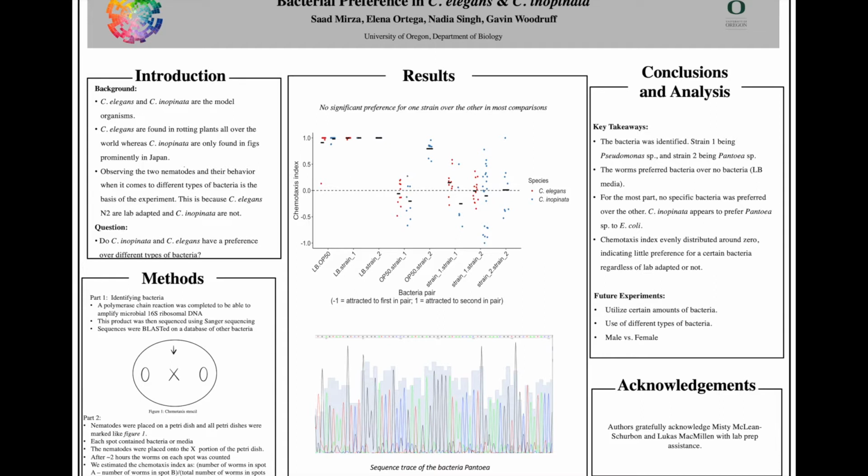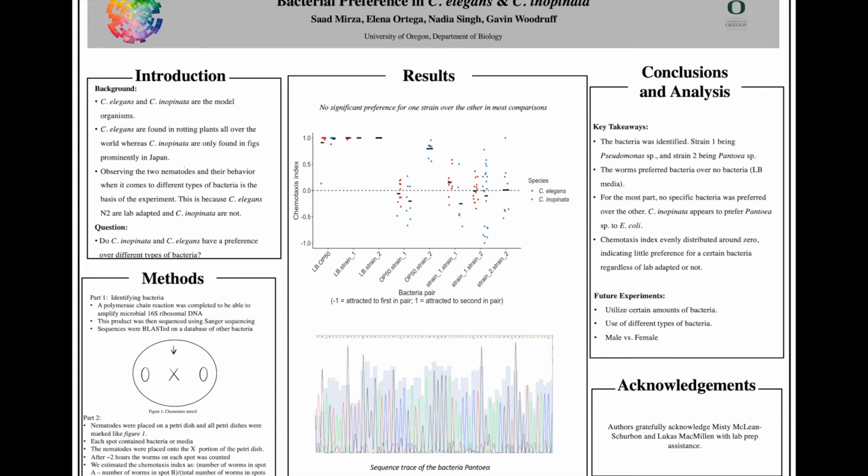C. elegans are found in rotting plants all over the world, whereas C. inopinata are only found in figs, prominently in Japan. So we're basically going to be observing the two nematodes and their behavior when it comes to two different types of bacteria, and that's basically the basis of this experiment. This is because C. elegans are lab adapted and C. inopinata are not.